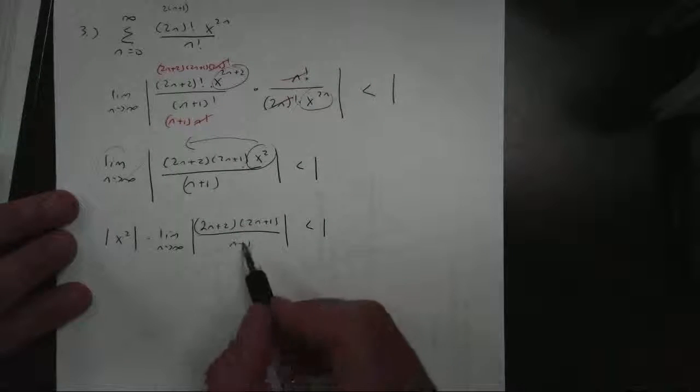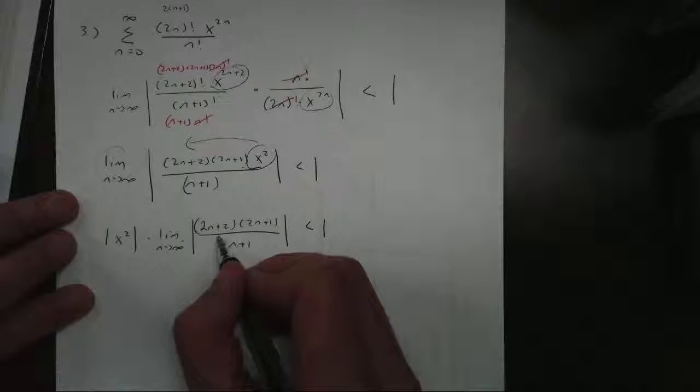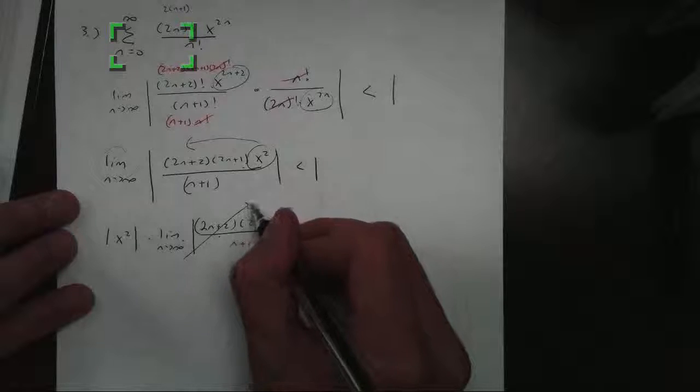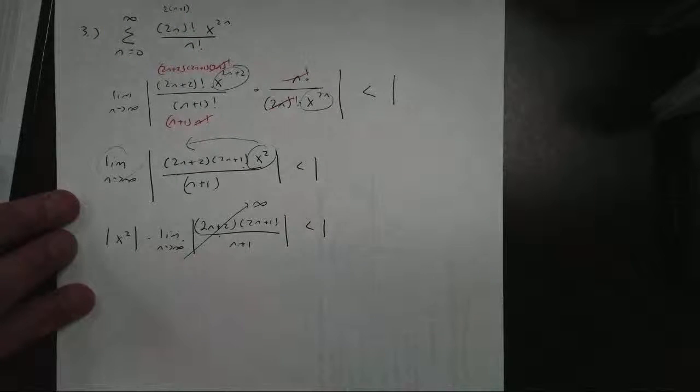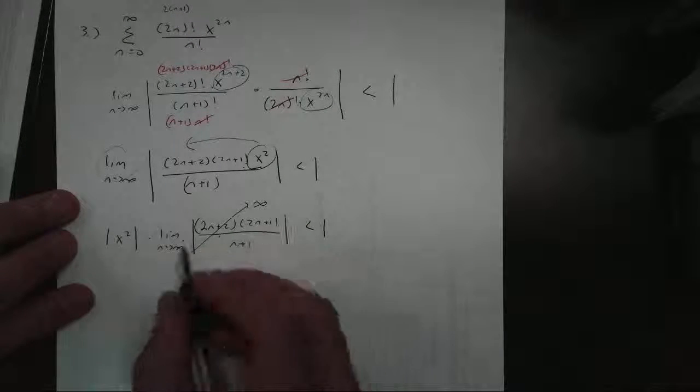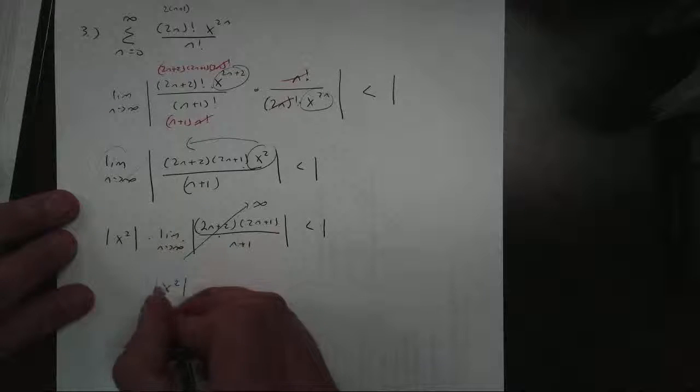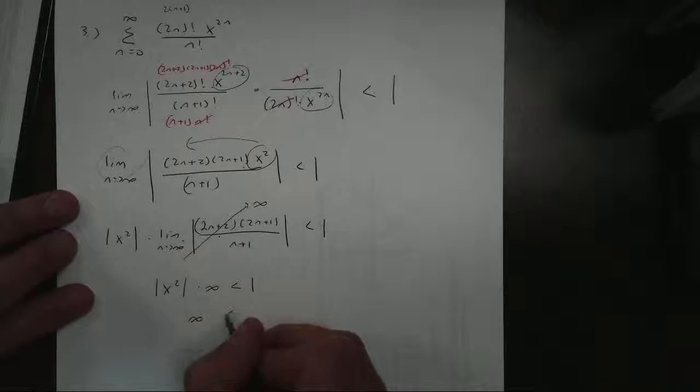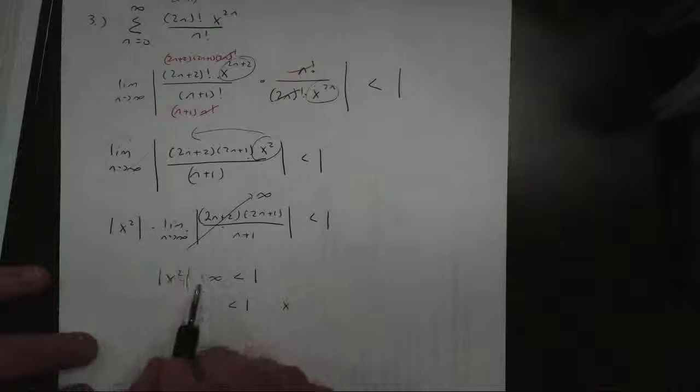And we run into a slight problem right here, and that's this right here. If I let n go to infinity, this whole term goes to infinity. So here's what it's saying. We're taking the absolute value of x squared times infinity, and we're going to see if that's less than 1. But here's the problem. This goes infinitely large, and that is not less than 1. So that fails. So the ratio test here fails.